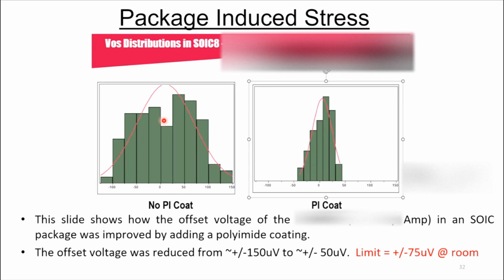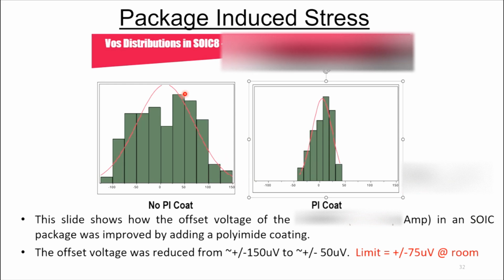Here's a slide courtesy of Jim. Thank you very much, Jim, for sending me the slide. This shows an improvement in offset voltage of an op amp, and this is in an SOIC package, so a plastic package. And this was an improvement done by just adding polyimide to the die.